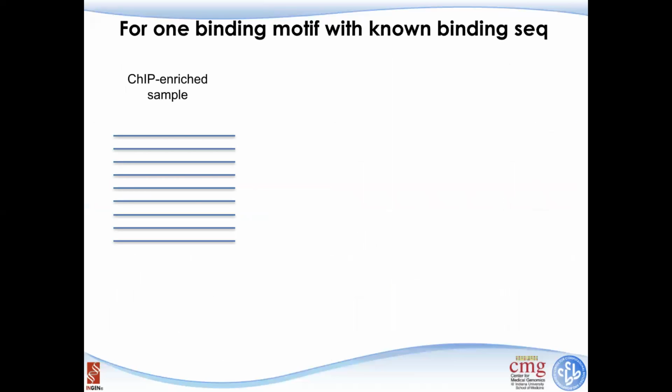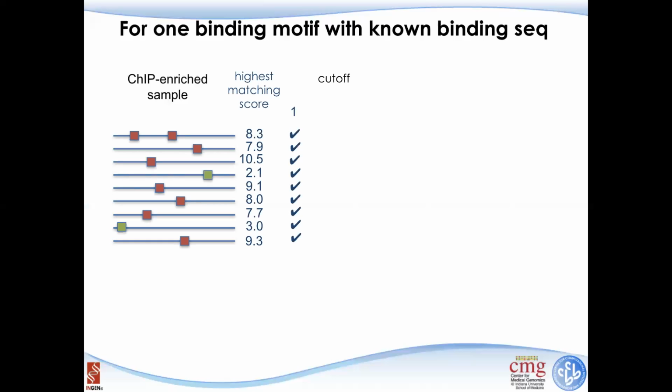Now, let's look at the next example. We have a number of ChIP-seq enriched sequences here, and we want to compare them against the motif. First, for each sequence, we can get the highest matching site with its score, like this one. How good or how bad it is, we don't know. But we say, okay, we have a cutoff. For example, we choose cutoff 1. Then you say, I'm happy, all of them are here.